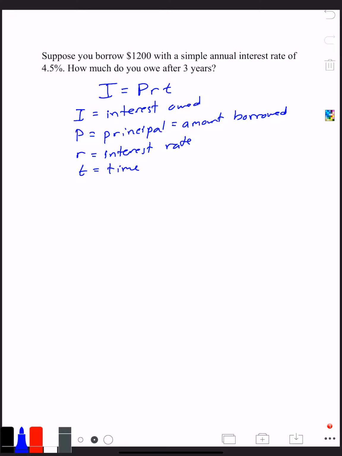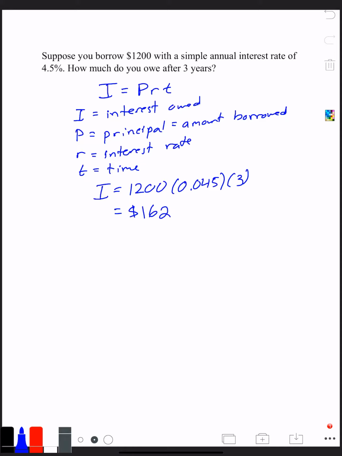But we can go ahead and use the formula here. I is going to be equal to 1,200 as your principal, your rate is 0.045, and your time is 3 years. And if you put all that together, you should get $162. That would be the interest.